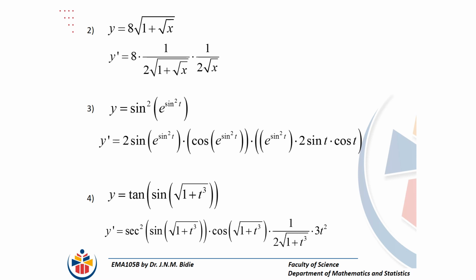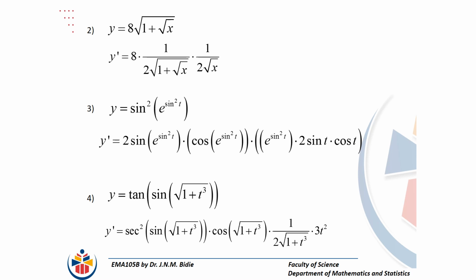Then we multiply that by the derivative of what's under the square root sign, that means the argument of the square root. The derivative of 1 is 0, but the derivative of the square root of x is 1 over 2 square root of x. I hope you notice we took 8 out, we multiplied that by the derivative of the square root of 1 plus square root of x, which is 1 over 2 square root of 1 plus square root of x, multiplied that by the derivative of what's under the bigger square root sign, which gave us just 1 over 2 square root of x.